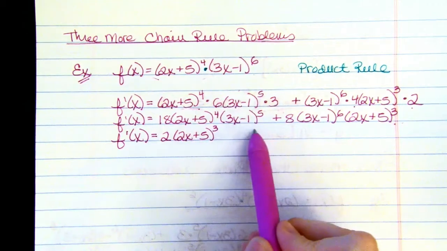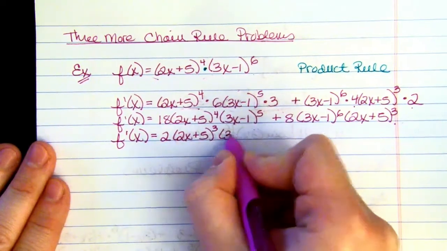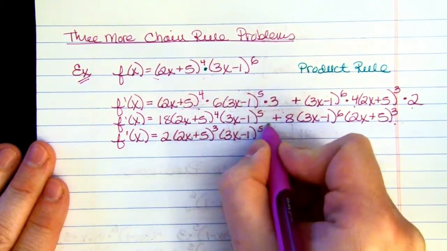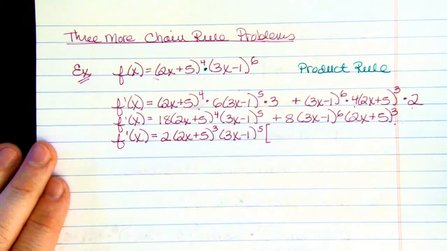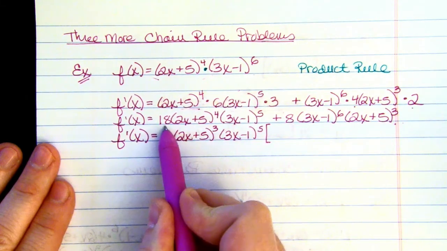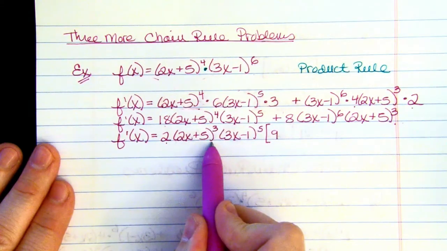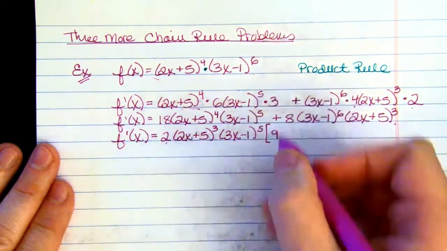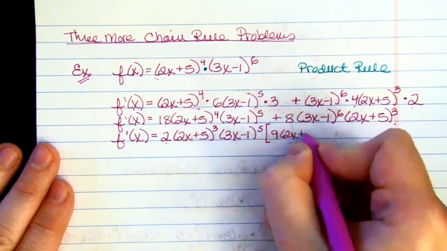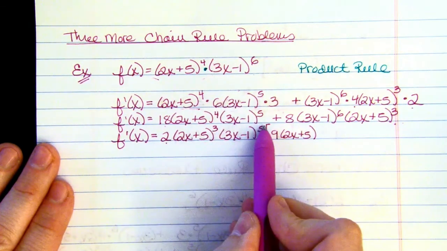With that in mind, (3x minus 1) to the 5th, (3x minus 1) to the 6th, I'm going to factor out a (3x minus 1) raised to what power? Hopefully you said 5th, because that's my lowest power that I have. I'm now going to deal with what's left. 2 times what would give me 18? 9. (2x plus 5) to the 3rd times what would give me (2x plus 5) to the 4th? Well, a (2x plus 5). (3x minus 1) to the 5th times what gives me (3x minus 1) to the 5th? Nope, we're already good with that.